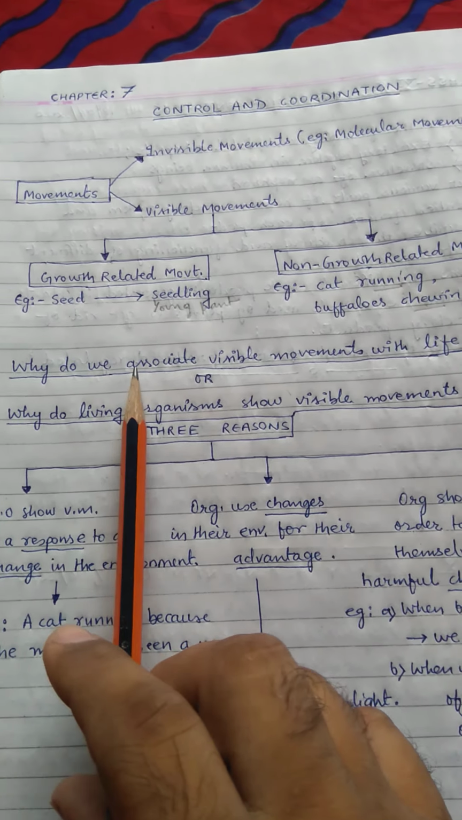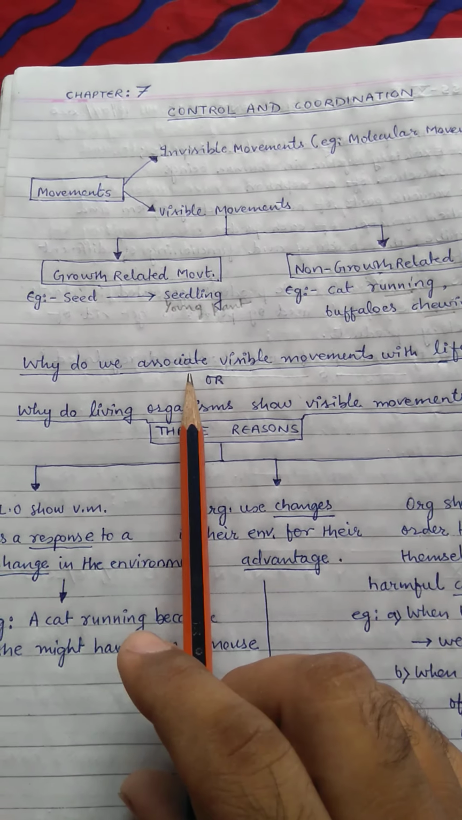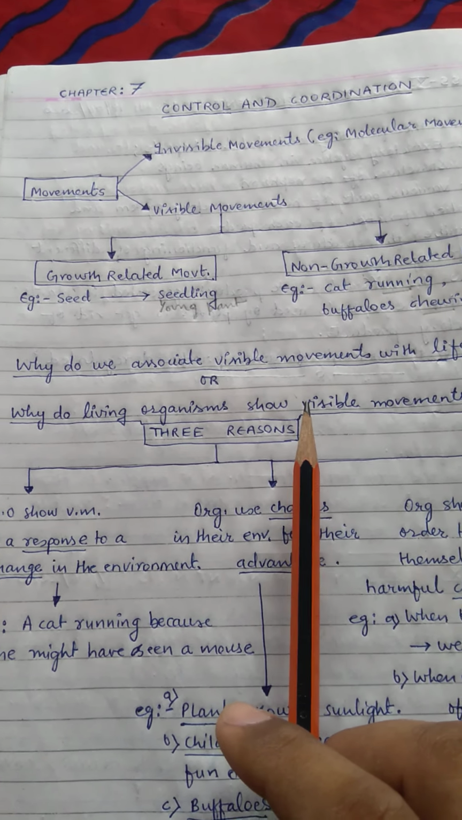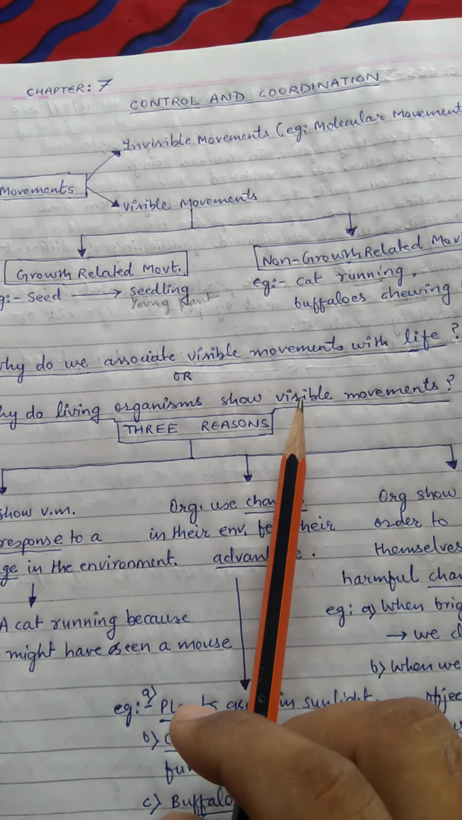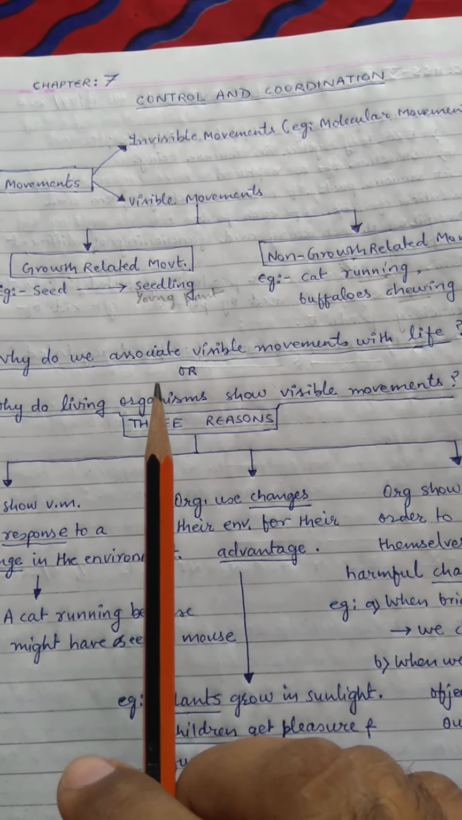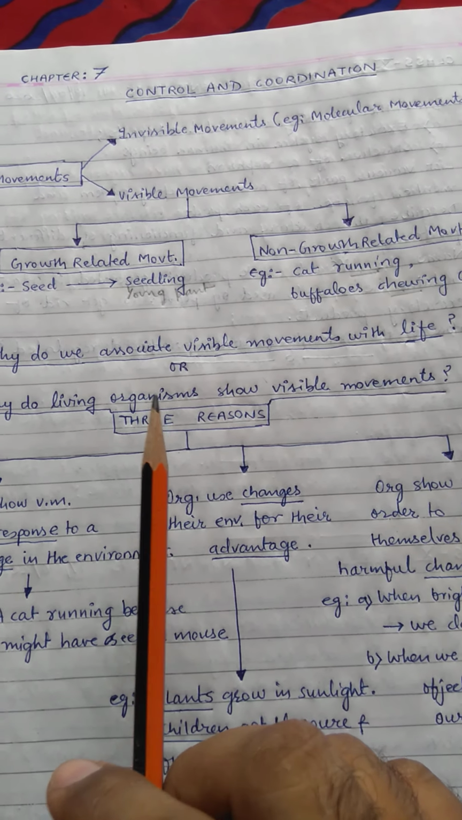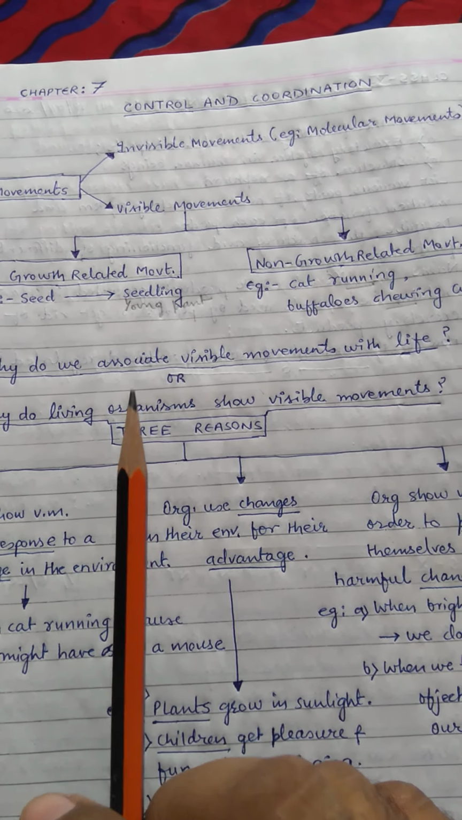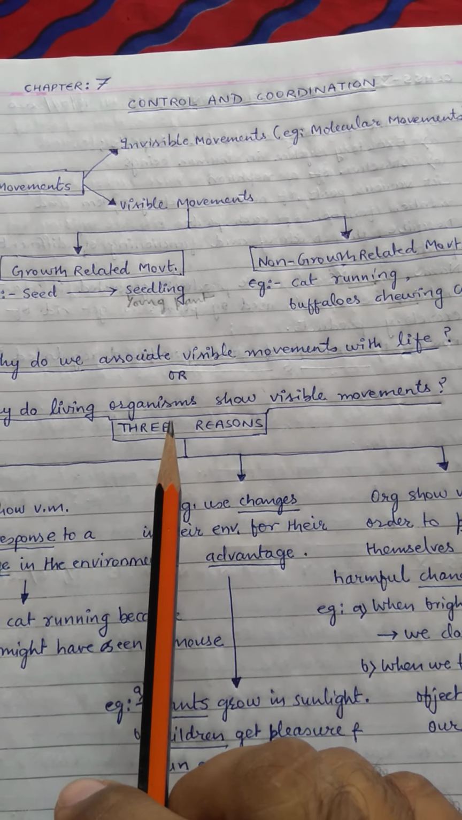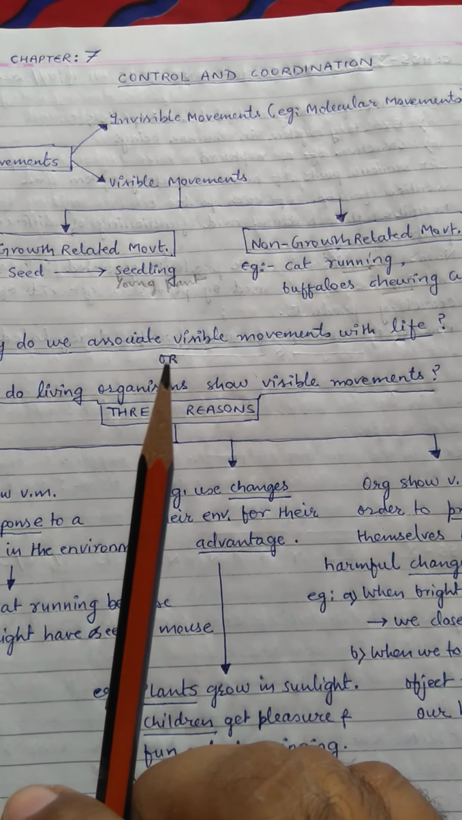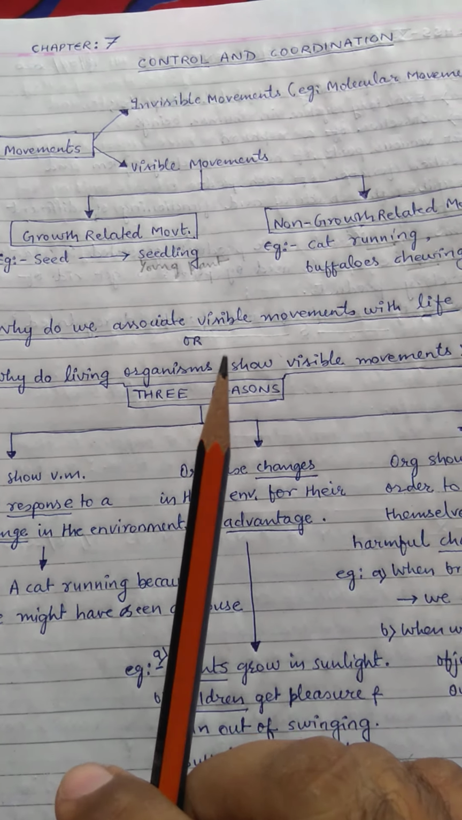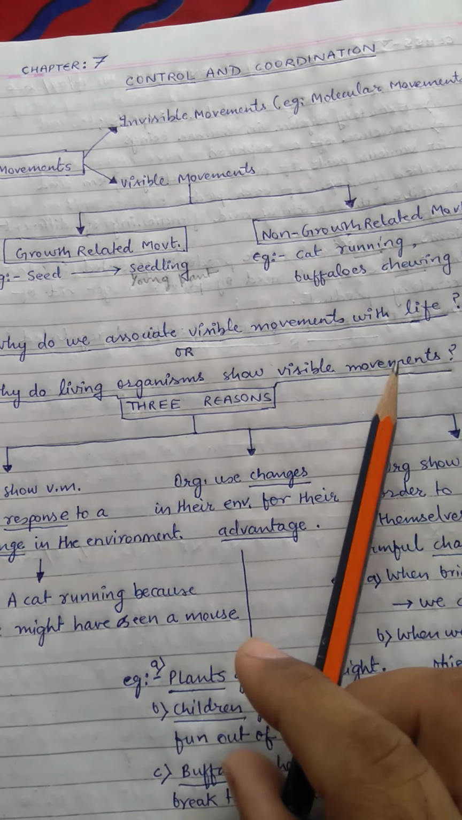It is written: why do we associate visible movements with life? In other words, why do living organisms show visible movements? Or in still other words, what is the relationship between visible movements and living organisms? Because if you remember the last chapter of life processes, it was said that if we see something moving, we can regard it as a living organism. So visible movements are considered as a criterion for saying that something is alive or not. So in this chapter, we are going to study the reason why living organisms show visible movements.